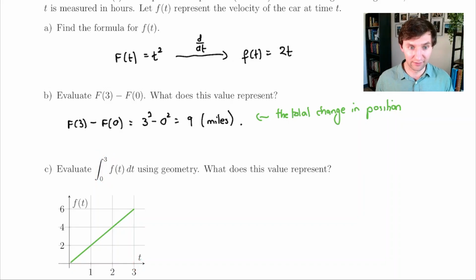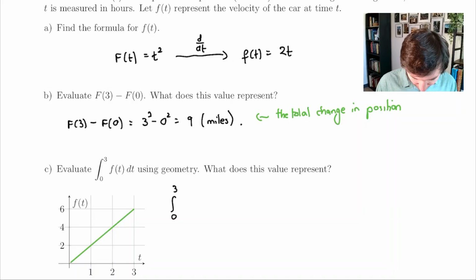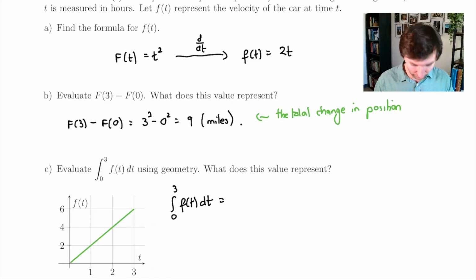I am interested in. To evaluate this definite integral means to find the area of the region under the graph of this function between 0 and 3. When I do that, I get that the definite integral from 0 to 3 of f of t dt gives me, let's compute the area of that triangle, 3 times 6 times 1/2. 3 times 6 is 18, times 1/2 gives me 9.